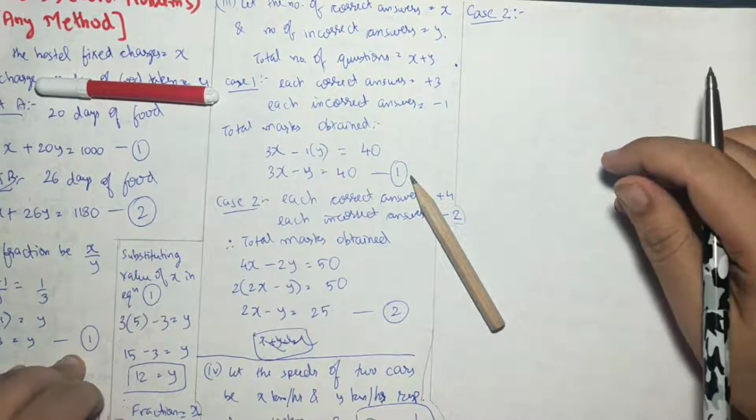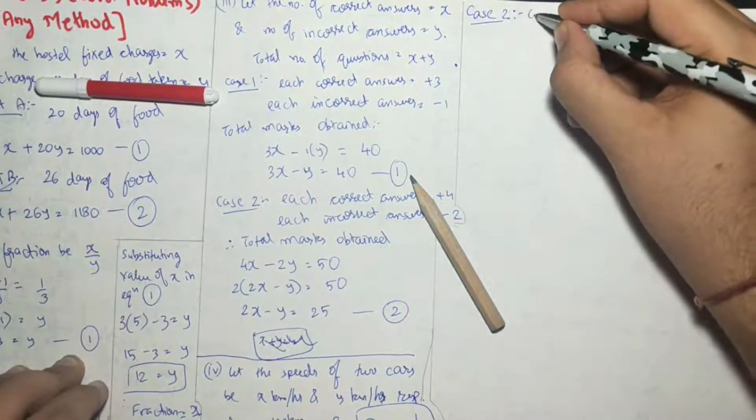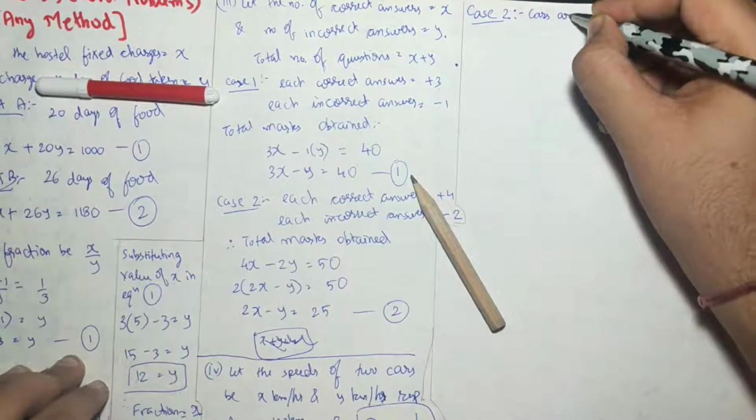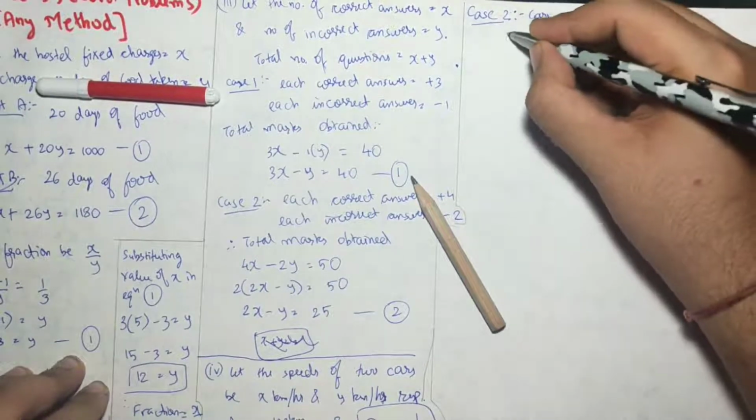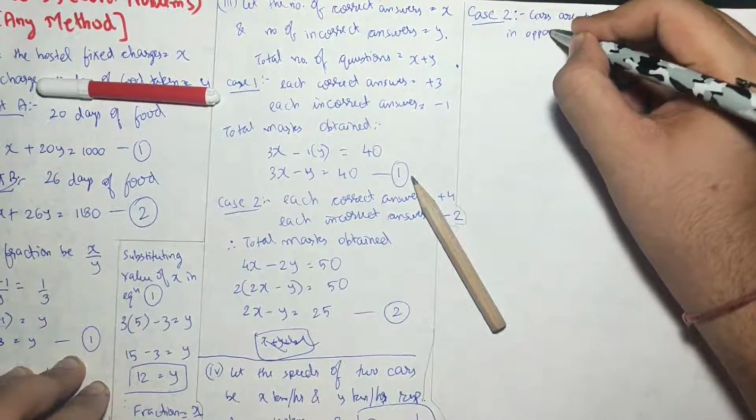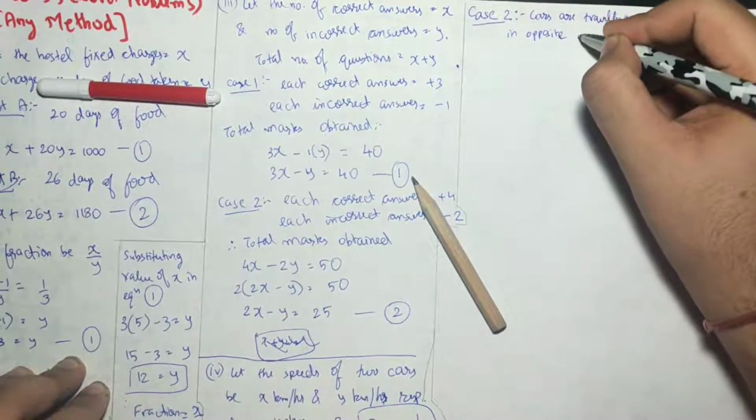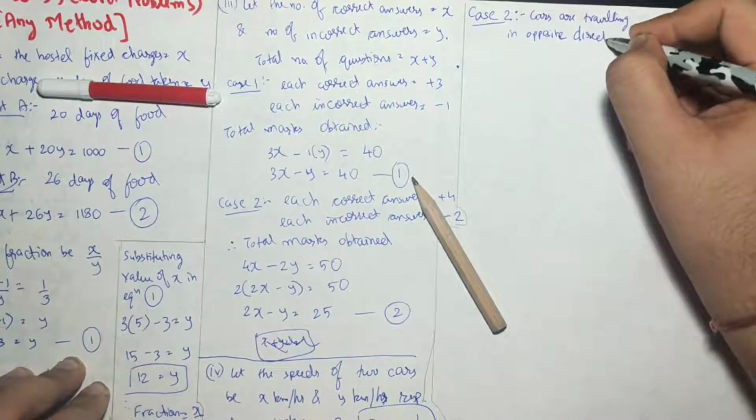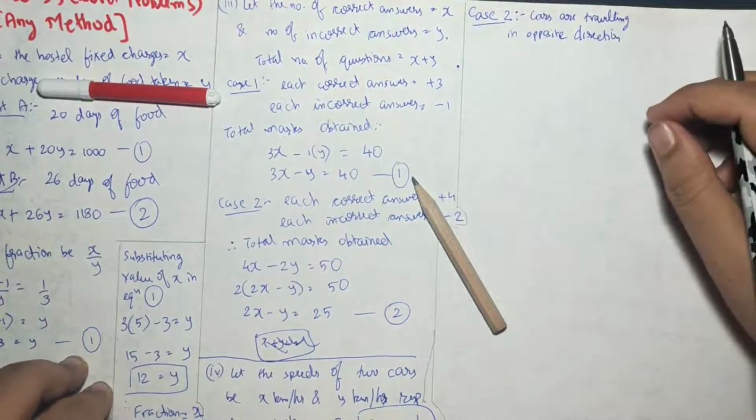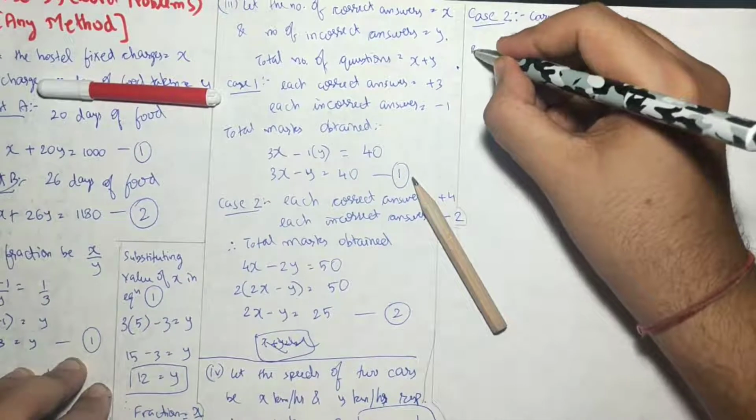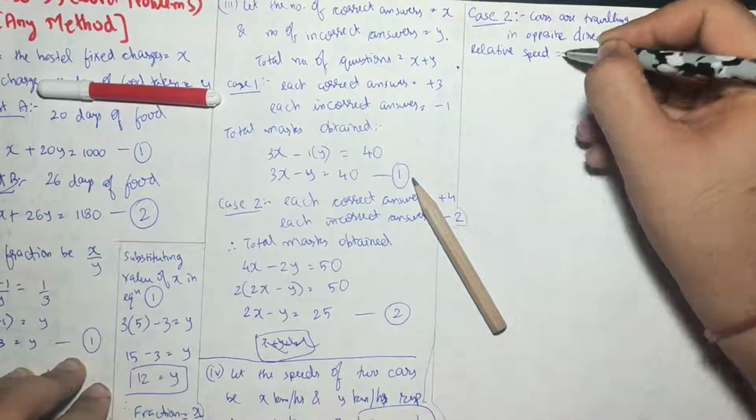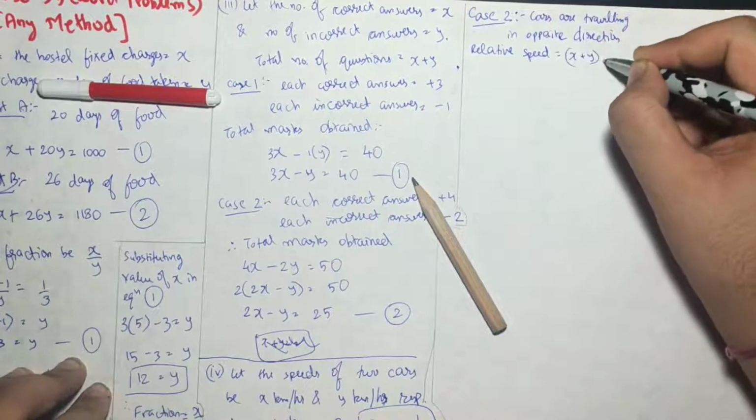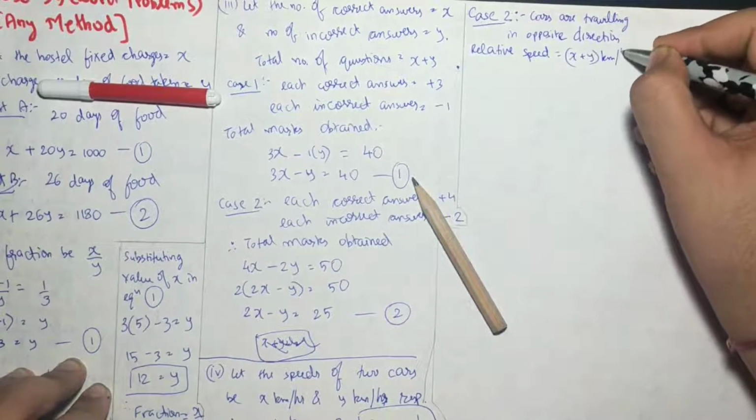What is the second case? If they are traveling in opposite direction, cars are traveling in opposite direction. When the cars are traveling in opposite direction, their relative speed will be added, x plus y kilometer per hour.